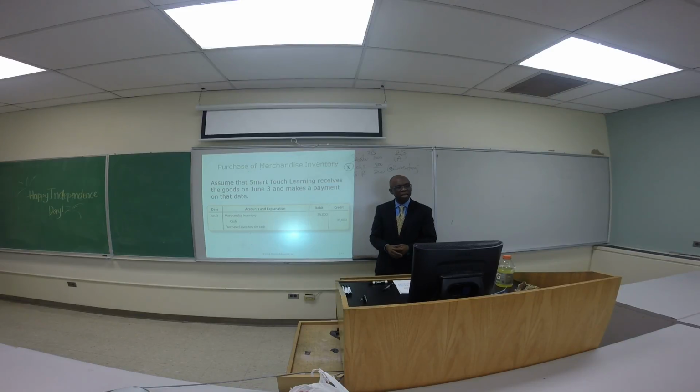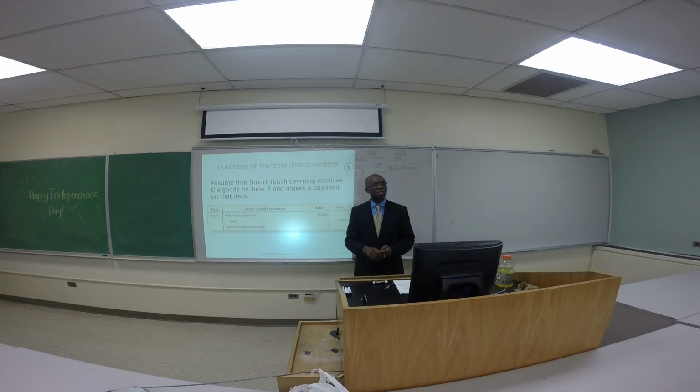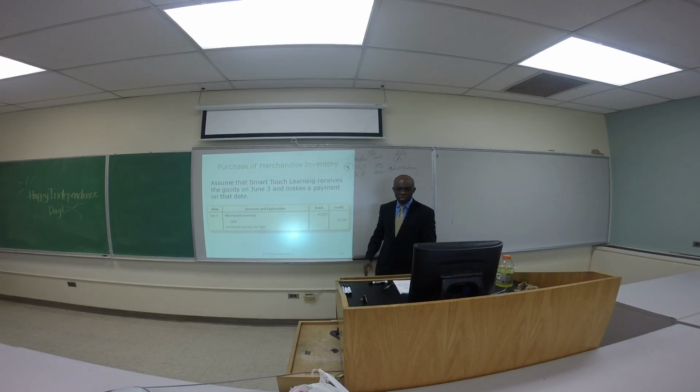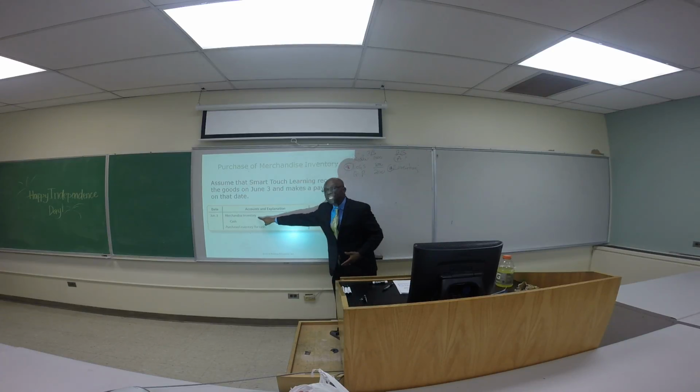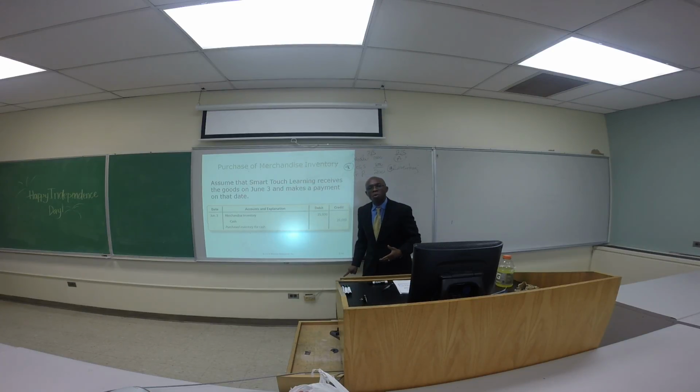So this is more or less like, how do you say, cash on delivery. There's another term. But anyhow, cash is being paid for the inventory right away. So the most important thing here is how do we record it? The company that purchased it, that is the merchandise company, did what? Debit merchandise inventory. Why? Because merchandise inventory is an asset. An asset goes up by $35,000 and cash is credited because cash goes down by $35,000.